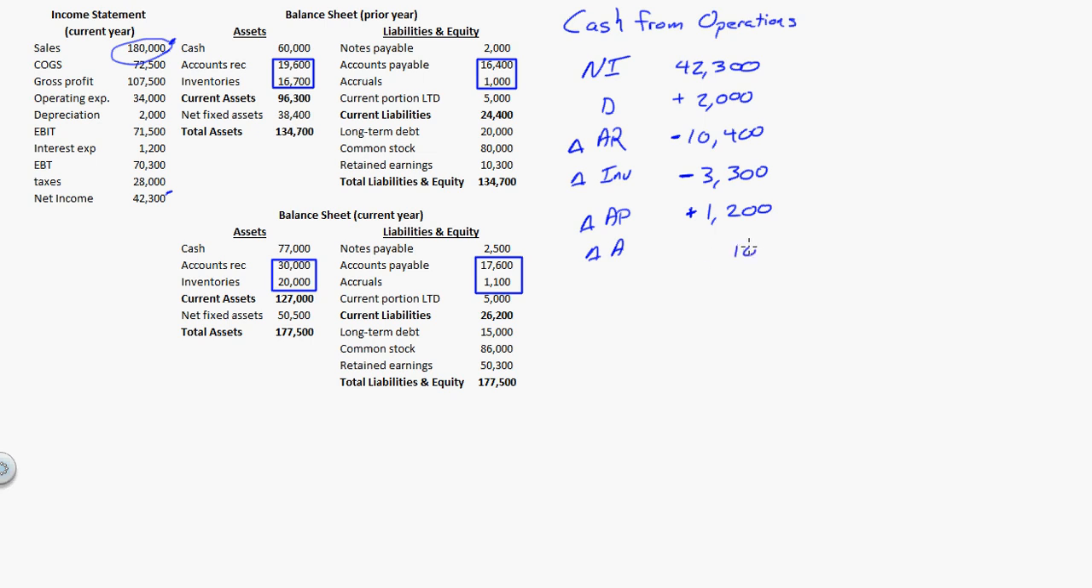Accruals changed by 100. Accruals, think of it in the simplest possible terms. That salary I owe my employees, I owe them but I haven't paid them. So if you work for me and I owe you money, I've taken this out in my operating expenses, I haven't paid you, those accruals have gone up. It's like borrowing money from my employees. That's a positive number. I add all that up, that's $31,900, and that's positive. So this is good news. I have positive cash flow from operations, so the money machine is actually working here.